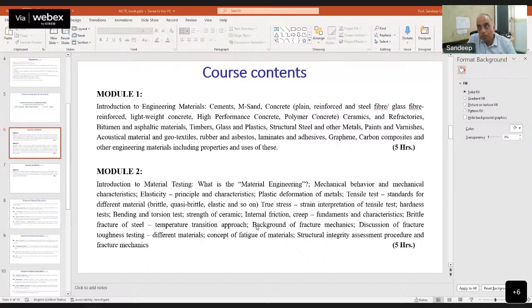And the USP is those intricacies of testing, which I think hardly any book gives, with due respect to all the books available in the market. Those nitty-gritties: how do we test, what should be the rate of loading, how do we evaluate the behavior from the civil engineering point of view.